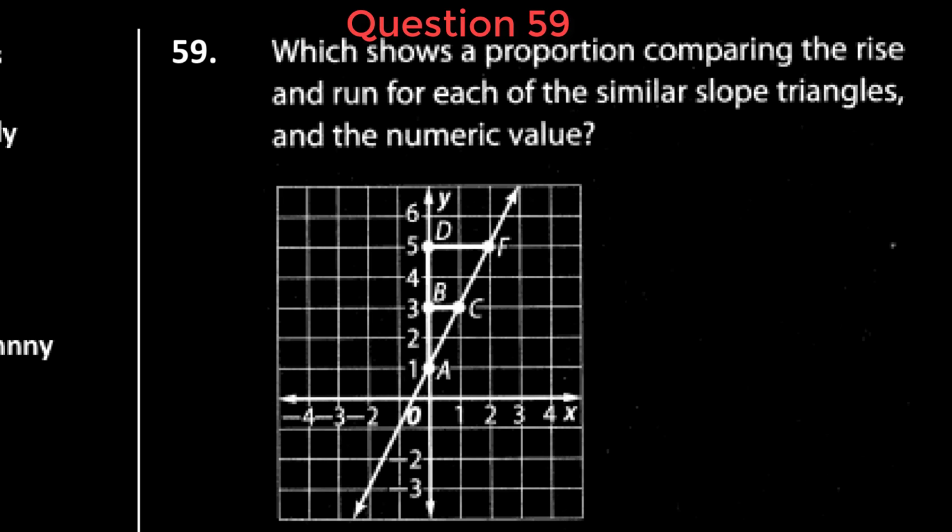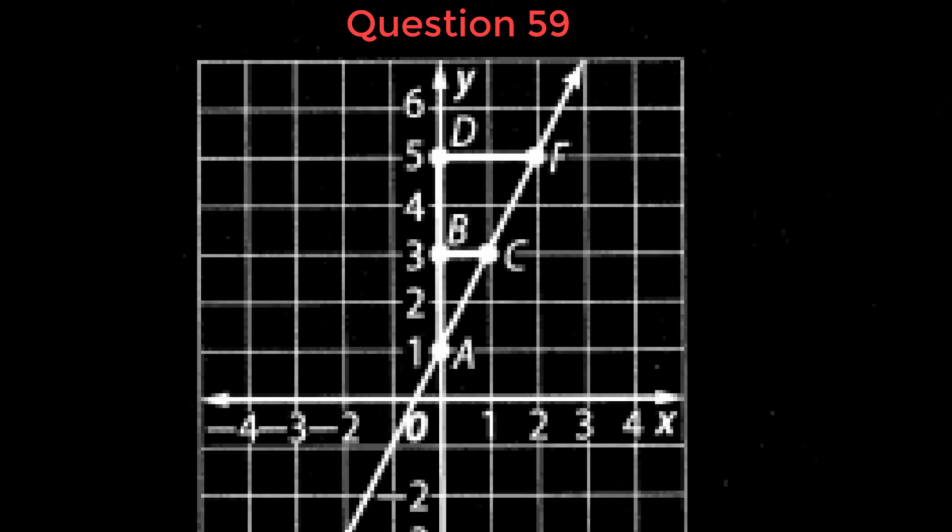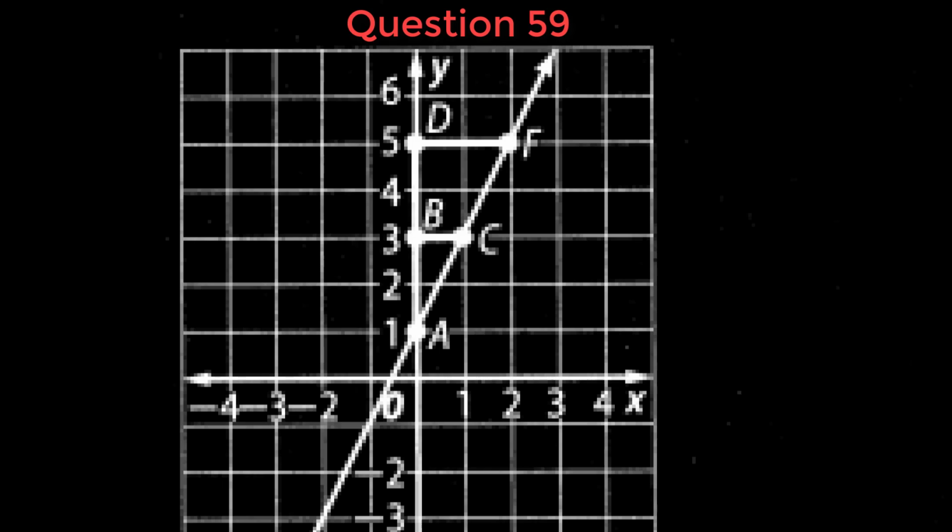On question 59, we are trying to write a proportion that we will find the slope by using these slope triangles, which are similar here on this figure. So let's find out the slope on these triangles. If I'm using the triangle ABC, if I go from point A to C, then I need to go 2 units up and 1 unit right. So I will have the ratio of rise over run, AB over BC, as 2 over 1, which gives me the slope as 2.